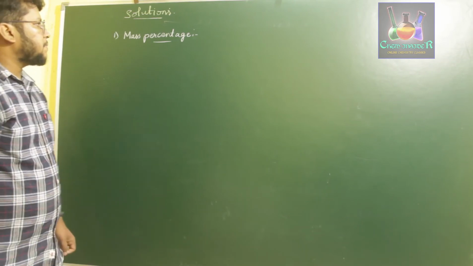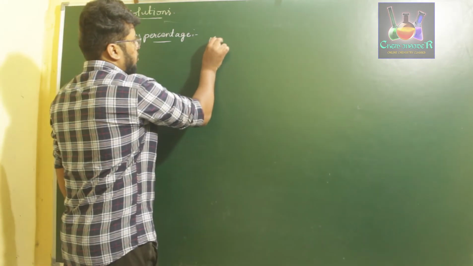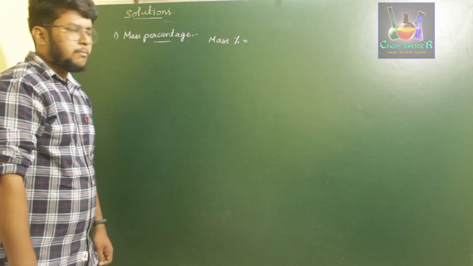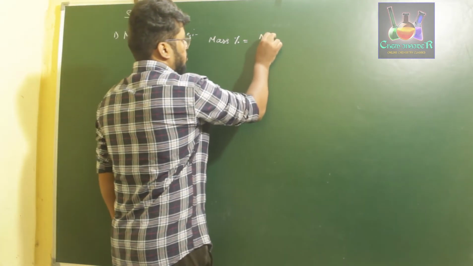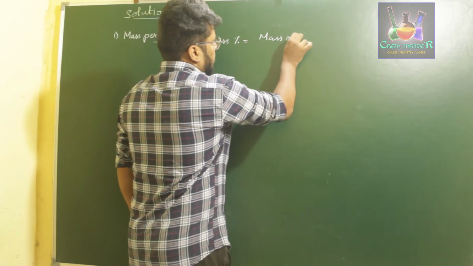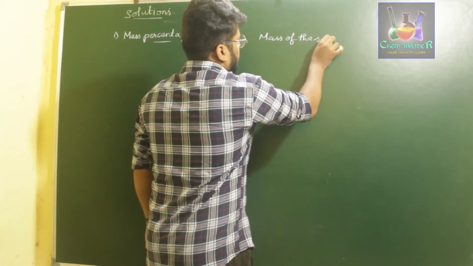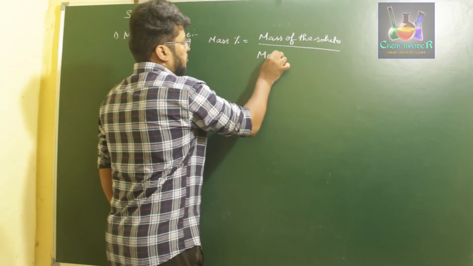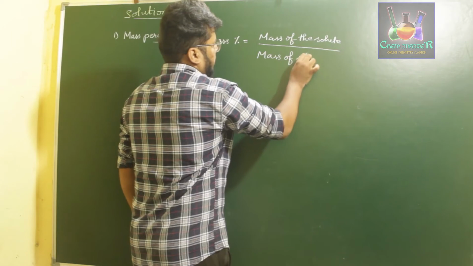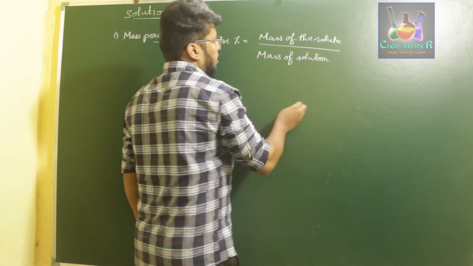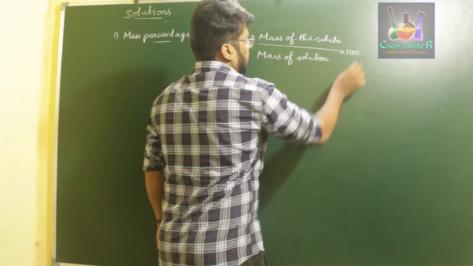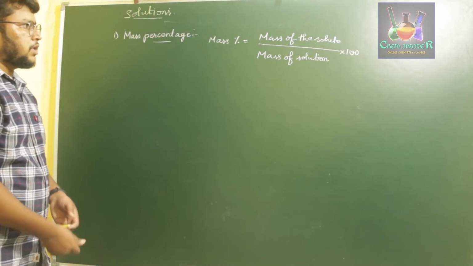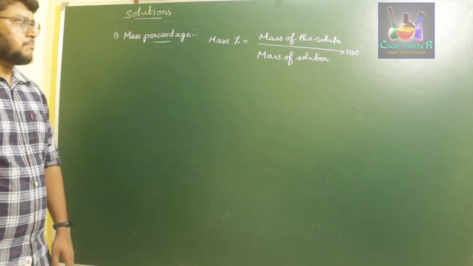So now for the mass percentage of a solution, it is equal to the mass of the component which is to be dissolved, the mass of the solute, divided by the mass of solution, into 100. This gives us the mass percentage. So mass of solute divided by mass of solution gives us the mass percentage.